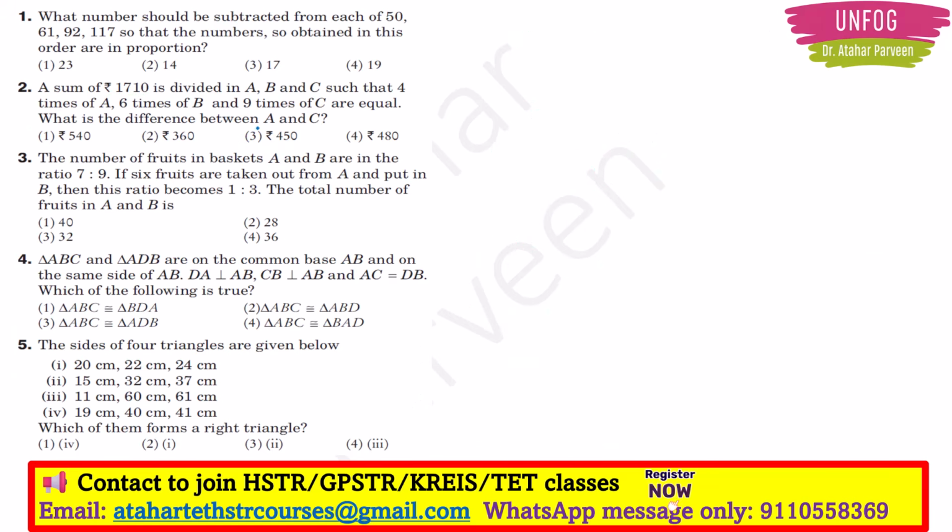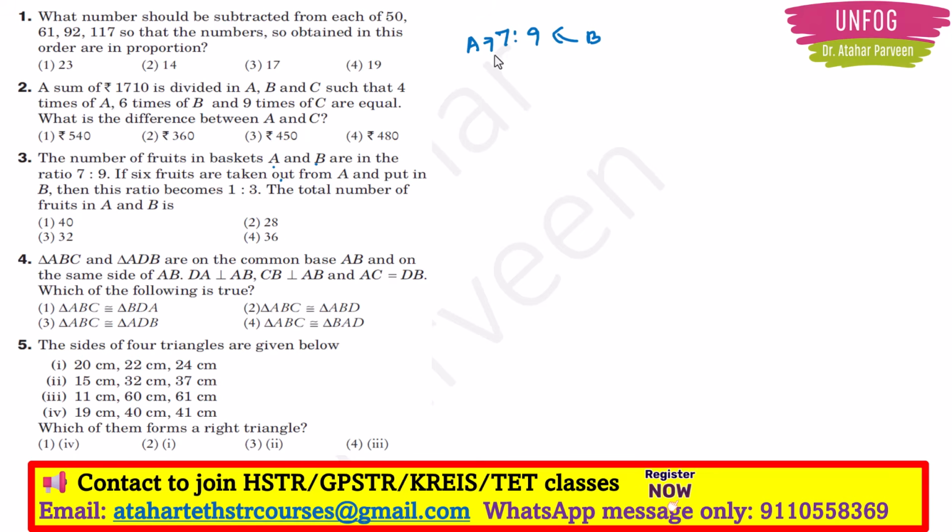Moving on to next question number 3. The number of fruits in baskets A and B are in the ratio 7:9. If 6 fruits are taken out from A, see, this is in basket A and this is in basket B. That is the ratio they are telling. Okay. If 6 fruits are taken out from A and put in B, then this ratio becomes 1:3.